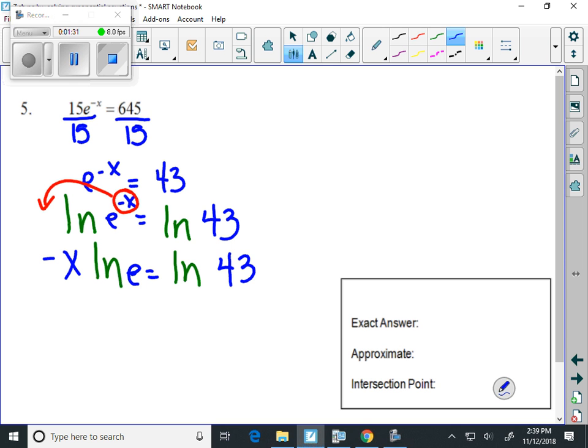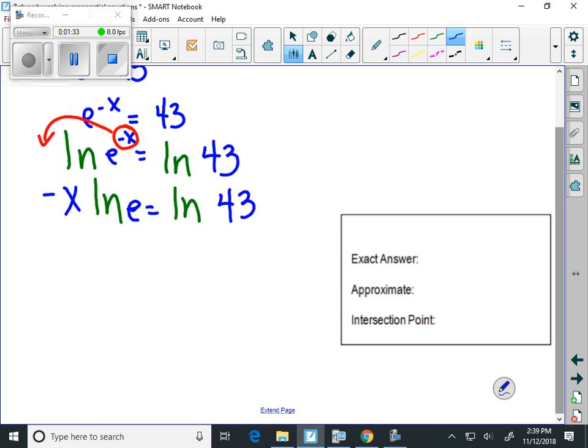And yet again, hopefully by now, if you've been going through all your practice, you know that the natural log of e is actually 1. And you probably don't need to write that step. Equals the natural log of 43. Well, negative x times 1 is negative x equals our natural log of 43.